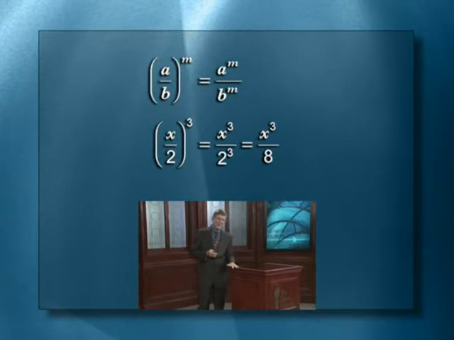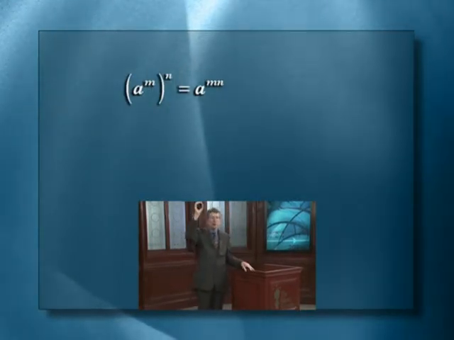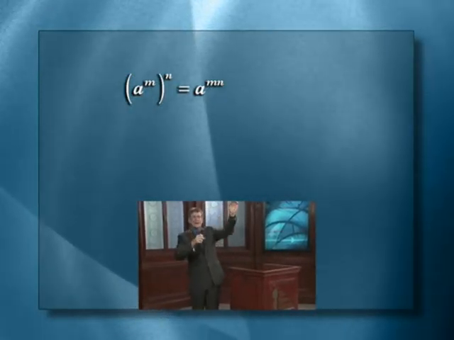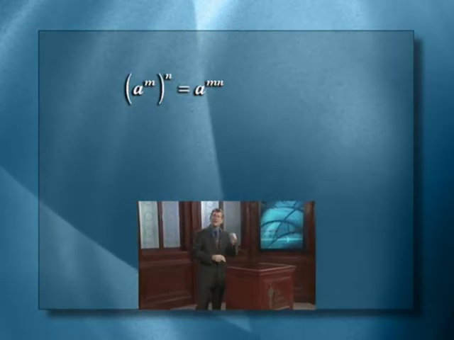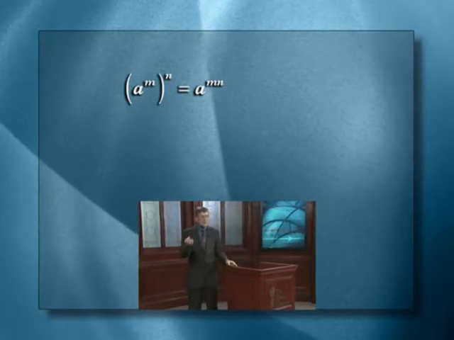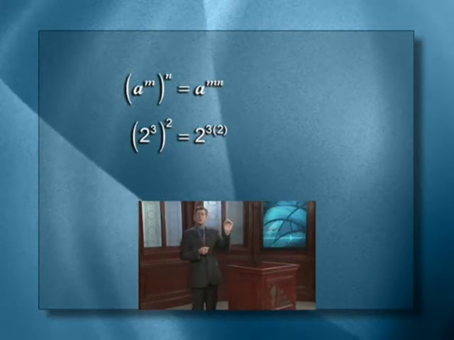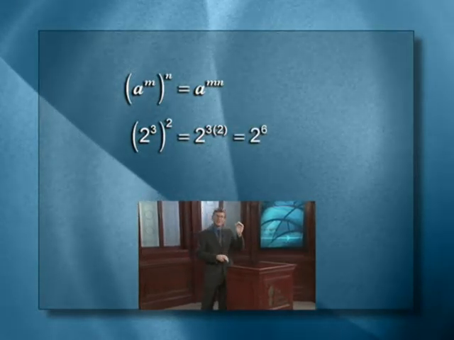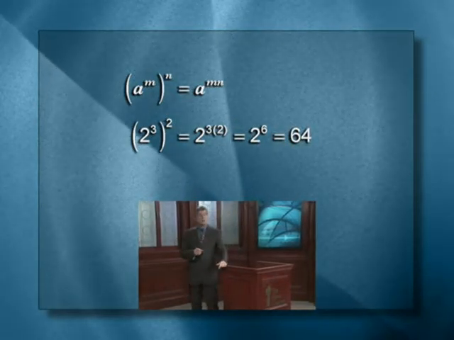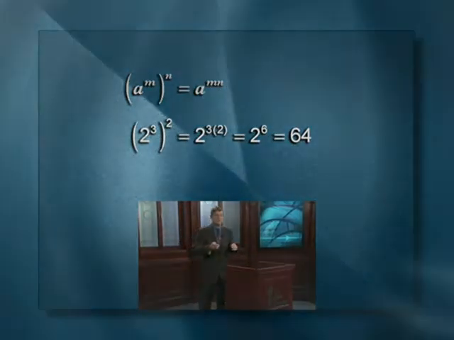And there's another property. a to the m raised to the nth power. It's kind of a tower of exponents, isn't it? a to the mth, and then you raise that to the nth power. That's defined to be a to the power m times n. For instance, 2 cubed all squared would be 2 to the 3 times 2, which is 2 to the 6th, or 64. You can check that by saying, what's 2 cubed? 2 cubed is 8. And what's 8 squared? 64. Got the same answer.